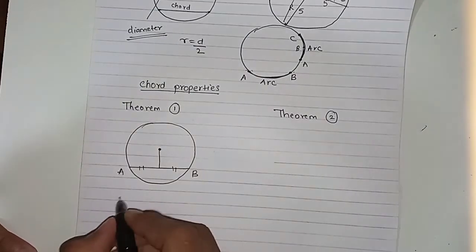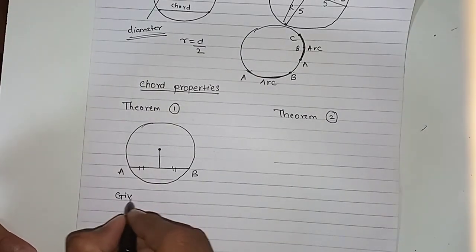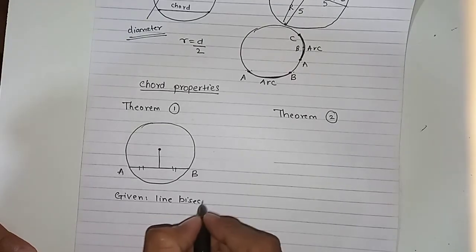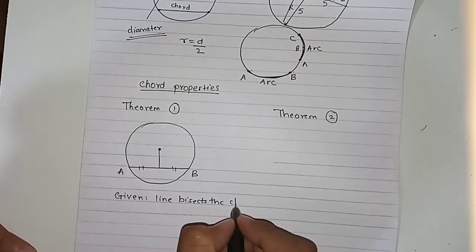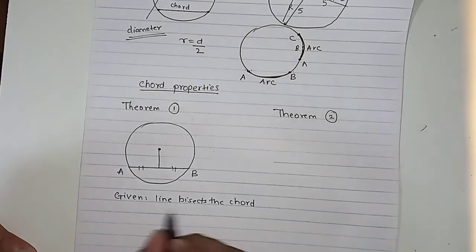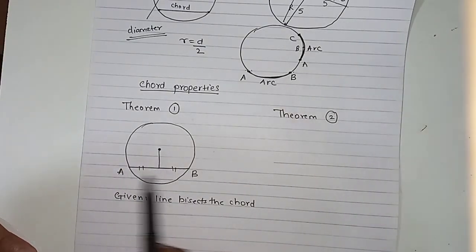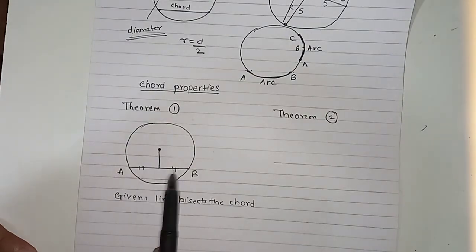What is the condition here? What is the given condition? That the line bisects the chord. You understand bisects? Bisects means to divide into equal parts. So this line here bisects the chord. Okay, so this chord is bisected.